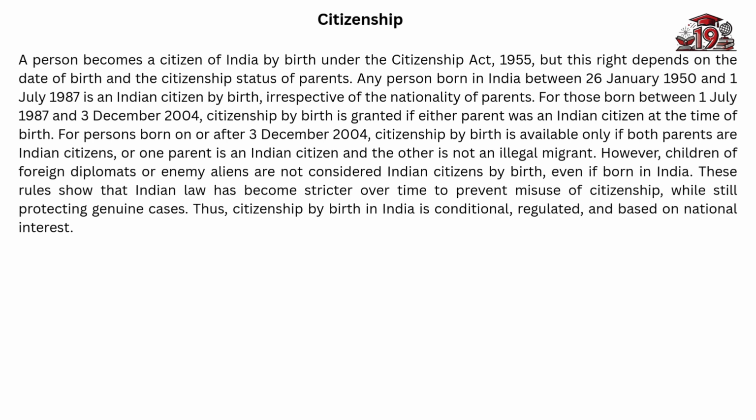For those born between the 1st of July, 1987 and the 3rd of December, 2004, citizenship by birth is granted if either parent was an Indian citizen at the time of birth. For persons born on or after the 3rd of December, 2004, citizenship by birth is available only if both parents are Indian citizens, or one parent is an Indian citizen and the other is not an illegal migrant. However, children of foreign diplomats or enemy aliens are not considered Indian citizens by birth, even if born in India.